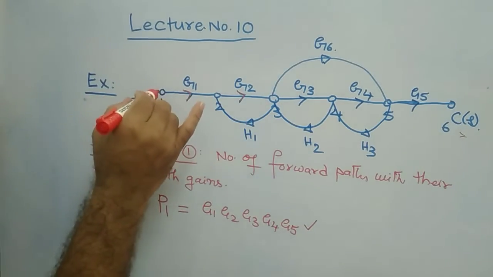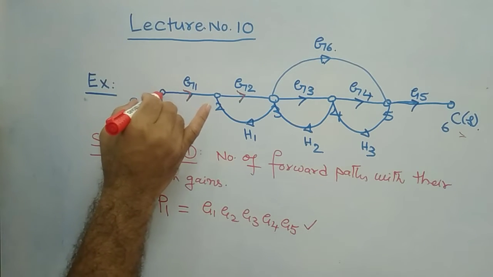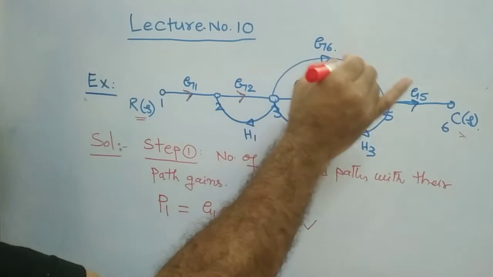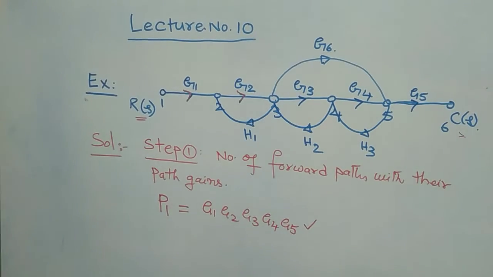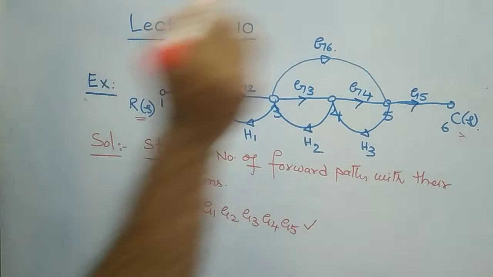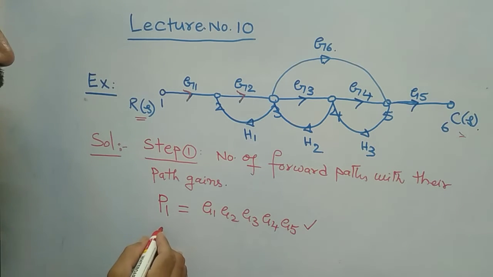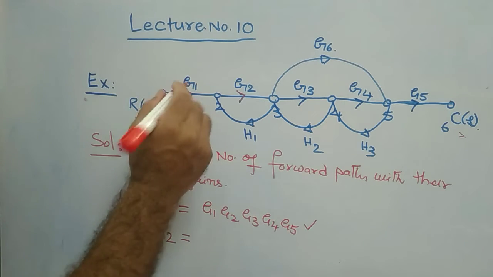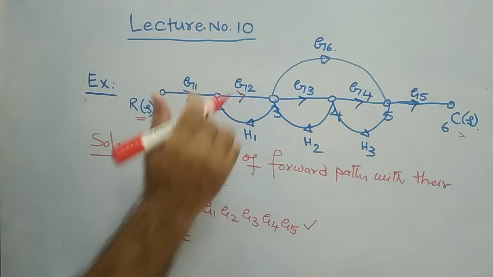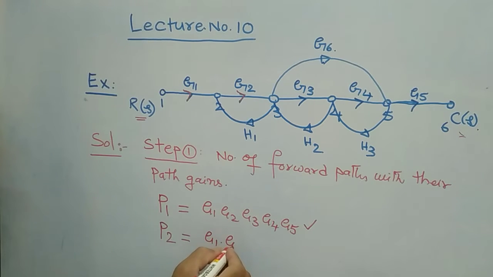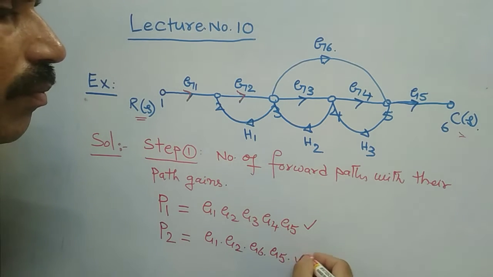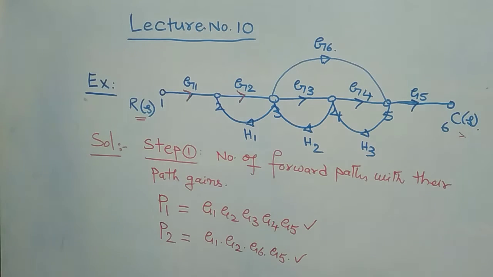And secondly, again start from the first one. From the first one, it is coming like this, going in this direction and going towards C of S. This path you should consider as your P2. So there is another forward path available with a path gain. What is the path gain? G1 into G2 into G6 into G5. That's all. That is the second forward path available for the given signal flow graph.